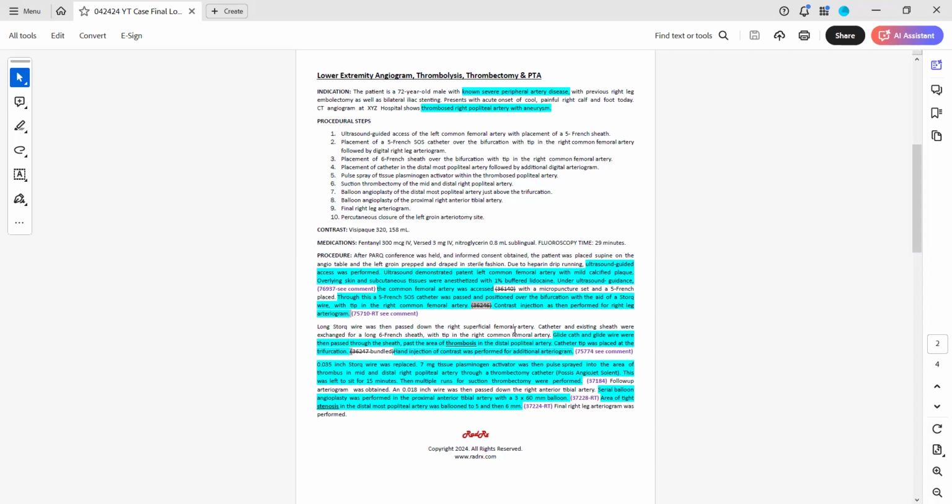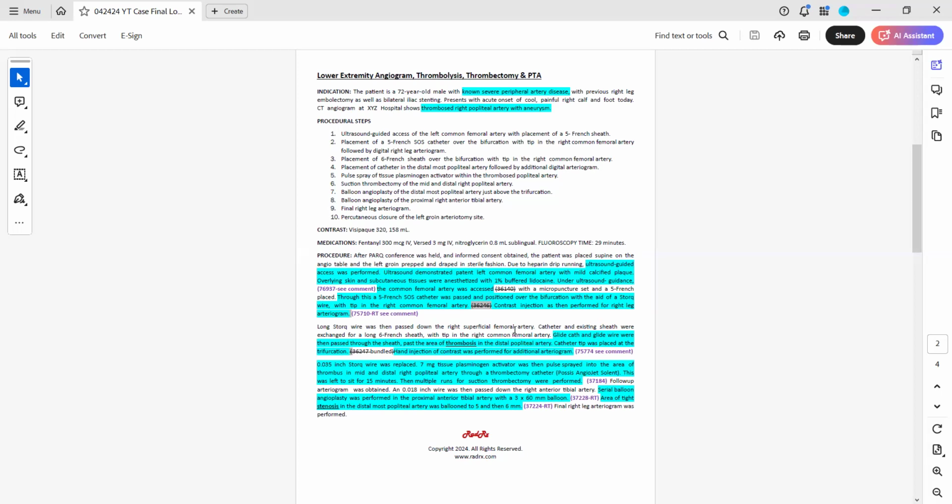performed. Remember, we want to make sure that we have all of our required documentation in the report to support diagnostic angiography. We see in step 5 that there is TPA being administered. In step 6, we see a thrombectomy is being performed in the right popliteal. In step 7, we have an angioplasty of the popliteal. Step 8, we have an angioplasty of the right anterior tibial, and then we have a completion angiogram.